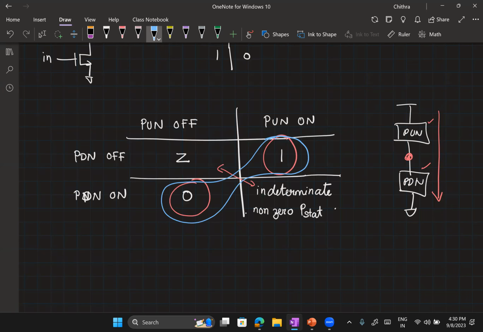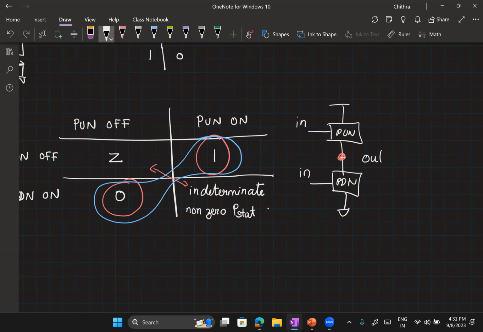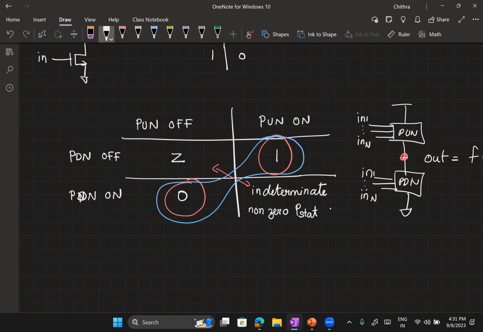Now we said that for an inverter, your circuit is like this. You had a pull-up network connected to one input, a pull-down network connected to the same input, and your output is a function of this particular input. Now our aim is to make our output a function of multiple inputs. To do this, we will have to connect all these inputs, from IN1 to, let's say, INN, to both the pull-up network as well as the pull-down network. So we will first start by looking at commonly used pull-up and pull-down networks.